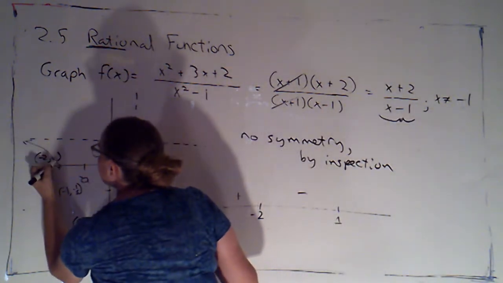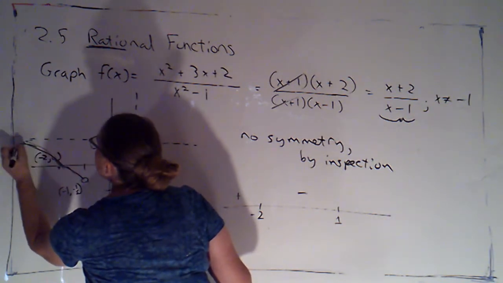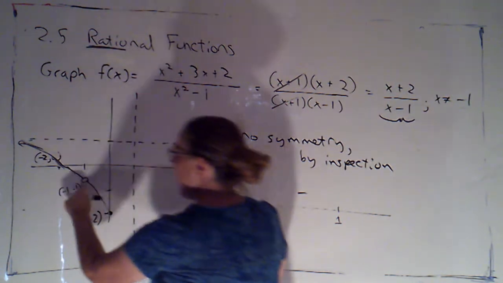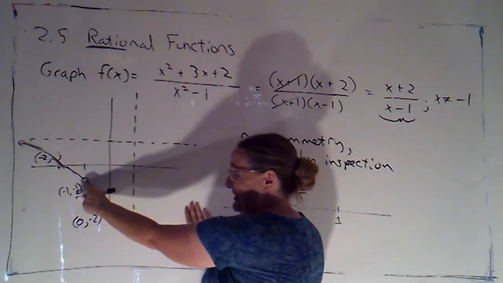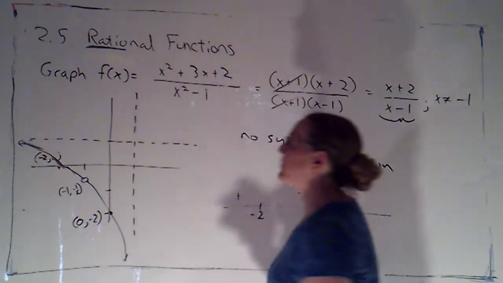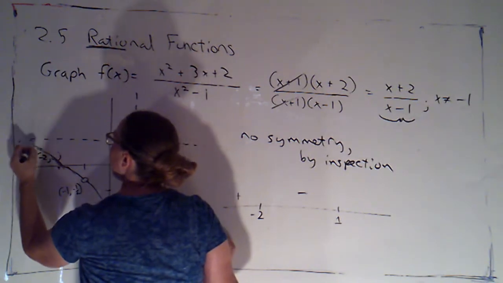So as I play connect the dots, I'm trying to make this a little bit smoother. I almost go through that point, except I skip over it because there's a hole there, and then we'll be going down towards -infinity. So this would be the left side of my graph.